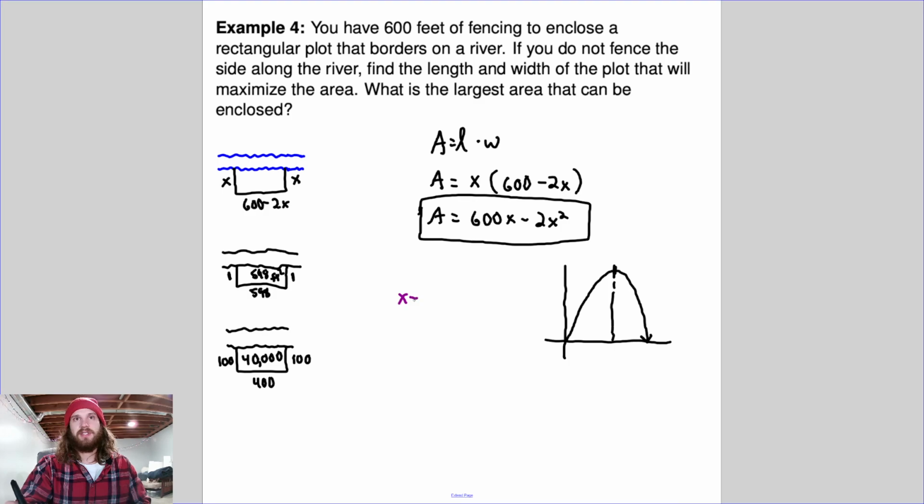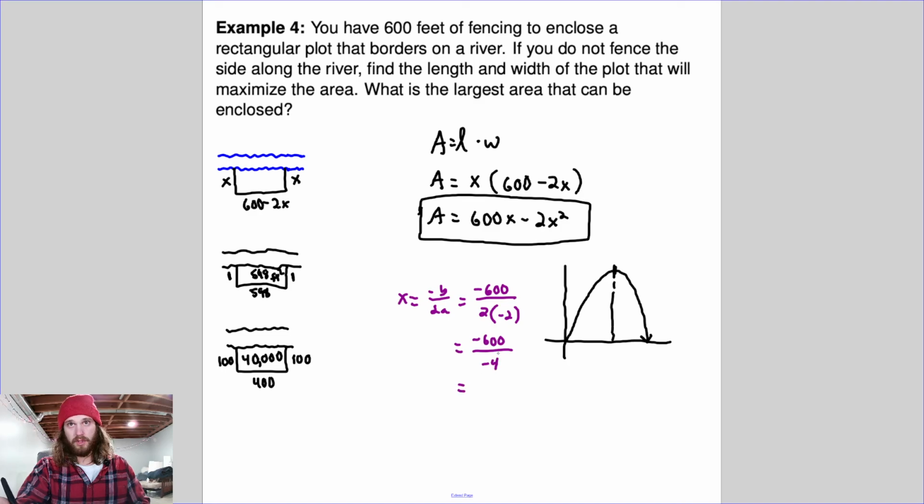Our axis of symmetry is x equals, again, -b over 2a, which is, in this case, b is 600. So it'll be -600 divided by 2 times -2, which is -600 divided by -4, which is 150. All right, so we know the x value, this x dimension, x is 150, is the x value that maximizes the area and maximizes the amount of vegetables that we can grow in that space. And again, the units there for x are in feet.